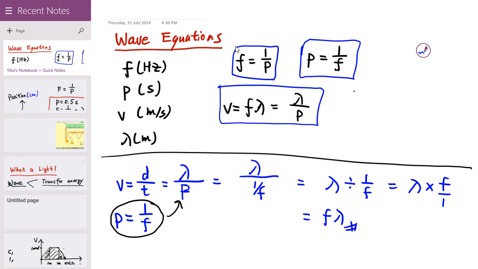Here are the equations you need to use, and that's it for equations.